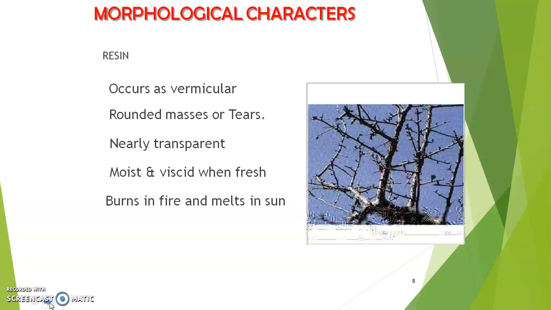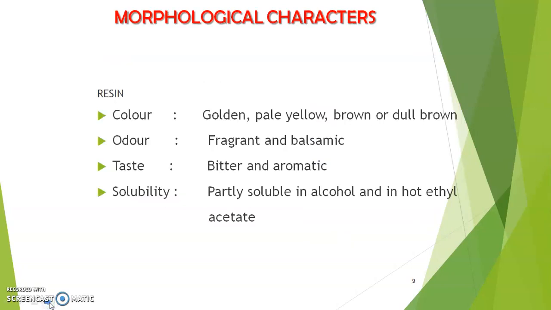Morphological characters, or you can say organoleptic properties. The resin occurs as vermicular, rounded mass or tears. Nearly transparent, moist when fresh, burns in fire and melts in sun. Color of resin: golden, pale yellow brown or dull brown. Odor is fragrant and balsamic. Taste bitter and aromatic. Solubility: partly soluble in alcohol and in hot ethyl acetate.